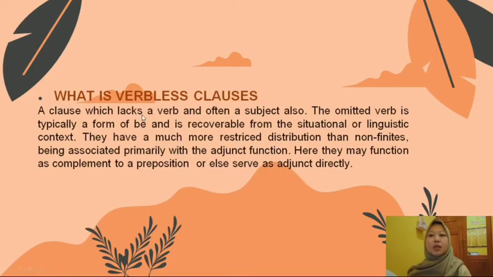What is a verbless clause? A clause which lacks a verb and often a subject also. The omitted verb is typically a form of be and recoverable from the situational or linguistic context. Verbless clauses differ more radically in structure from canonical clauses than do non-finite ones. They have a much more restricted distribution than non-finite clauses, being associated primarily with the adjunct function. And here they may function as complement to a preposition or else serve as adjunct directly.